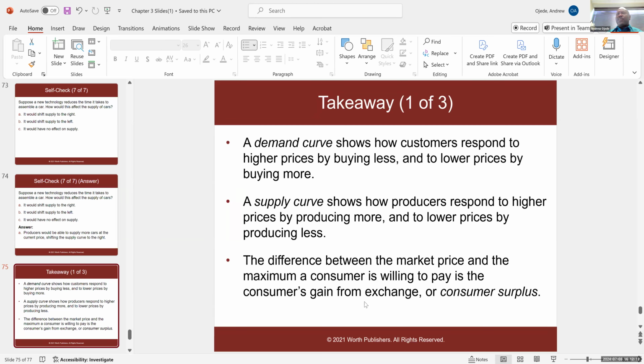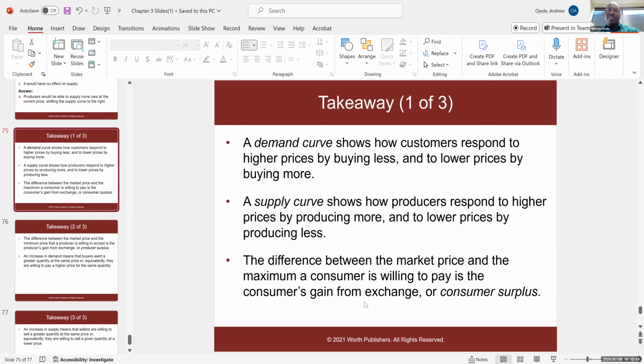So here are the takeaways from what we have discussed so far in chapter 3. We talked about a demand curve, which shows how customers respond to higher prices by buying less and to lower prices by buying more. We talked about a supply curve, which shows how producers respond to higher prices by producing more and to lower prices by producing less. The difference between the market price and the maximum a consumer is willing to pay is what we call the consumer surplus. And then we also talk about the producer surplus.